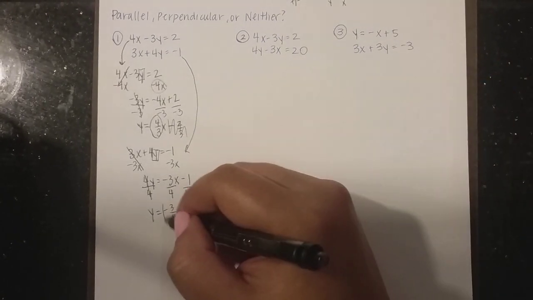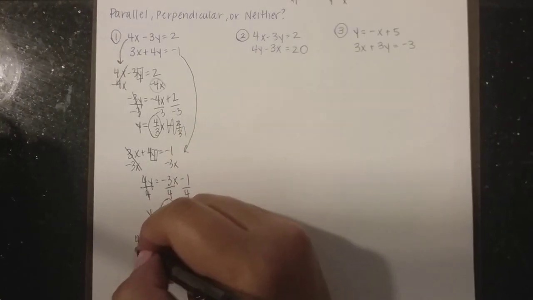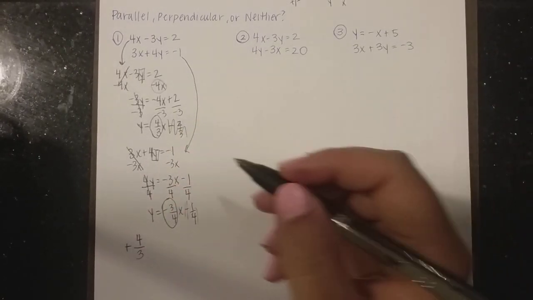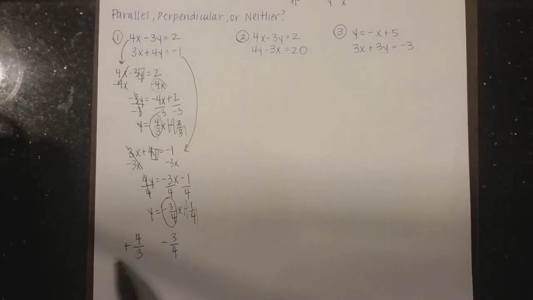All I'm looking at is slope. All right, so then I'm looking here. I have one slope is a positive 4/3, and the other slope is a negative 3/4. So right off the bat, I got one of each. So they're definitely not parallel, right?